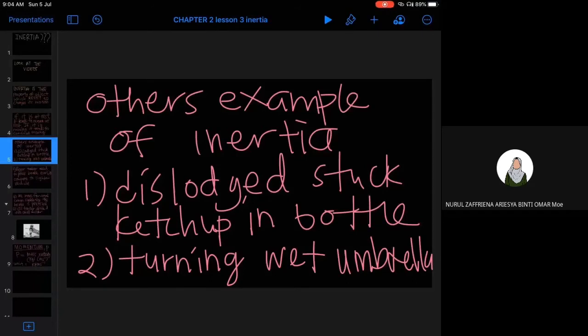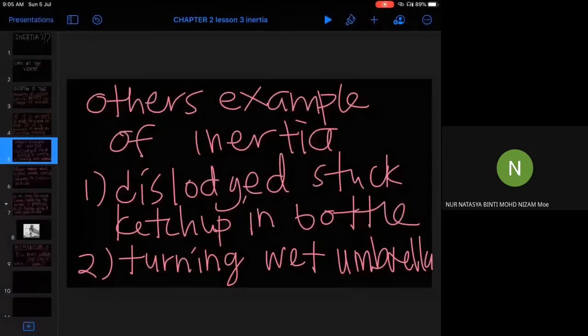One more thing is other example of the inertia, dislodge stuck ketchup in bottle. Okay, so kat rumah selalu beli kicap kan? Kicap Maggi ke, sos tomato, sos cili. Kalau baru beli, susah tak nak keluarkan? Susah. So what you do? How you want to dislodge the stuck ketchup in the bottle? I mean the sauce. So you akan pukul belakang dia kan? You ketuk belakang dia, betul?